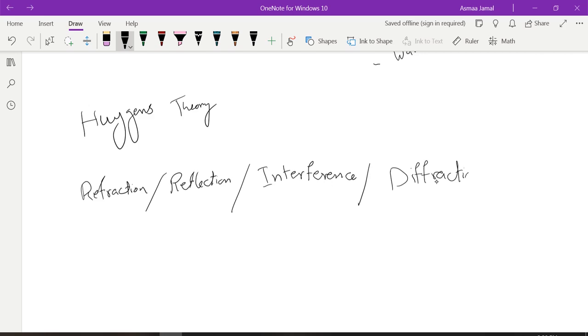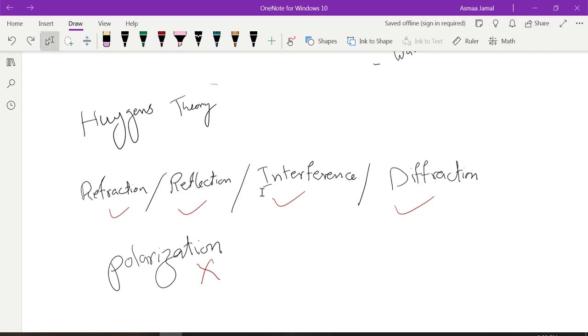We're going to explain each one of those during this course. But unfortunately, it failed to explain polarization and some other different behavior in light. So what is Huygens' theory?